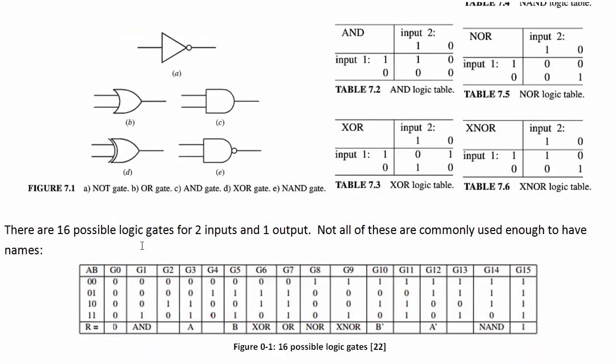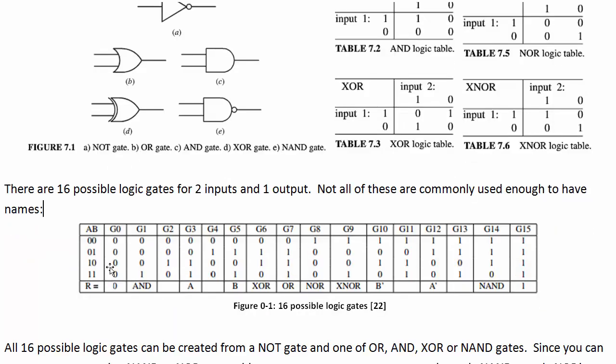There's 16 total possible logic gates that have 2 inputs and 1 output. Not all of these are commonly used enough to have names. So here we go. AB is 0, 0, 0, 1, 1, 0, 1, 1. These are the examples of what we could have for the 4 different inputs. And for these 4 different inputs, what is the output state? We could have either a 0 or a 1 for any of these possible inputs. So it's kind of like we got 3 different numbers, all with a possible value of 0 or 1.